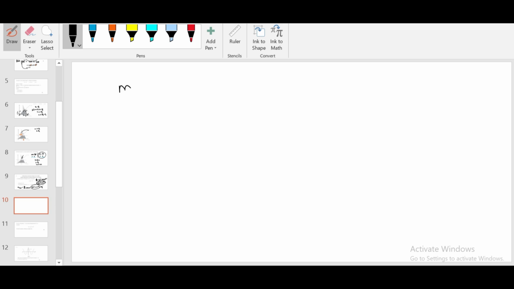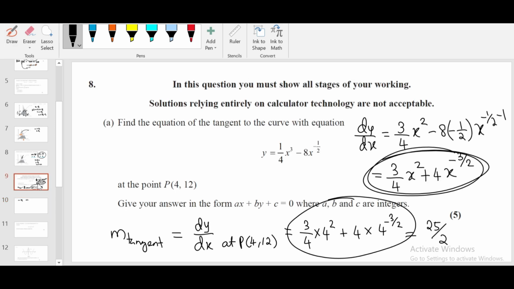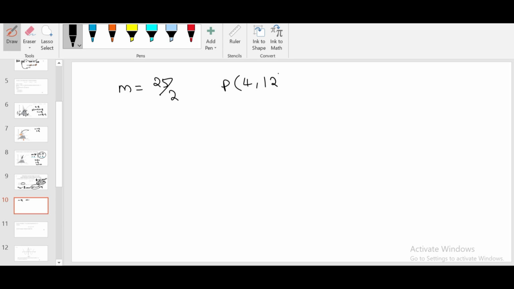The slope is 25 over 2 and you have a point (4, 12). You can write the equation as y minus y1 is equal to slope times x minus x1. Or you can use y is equal to mx plus c also. It's just whatever you are comfortable with. y minus 12 is slope times x minus 4.